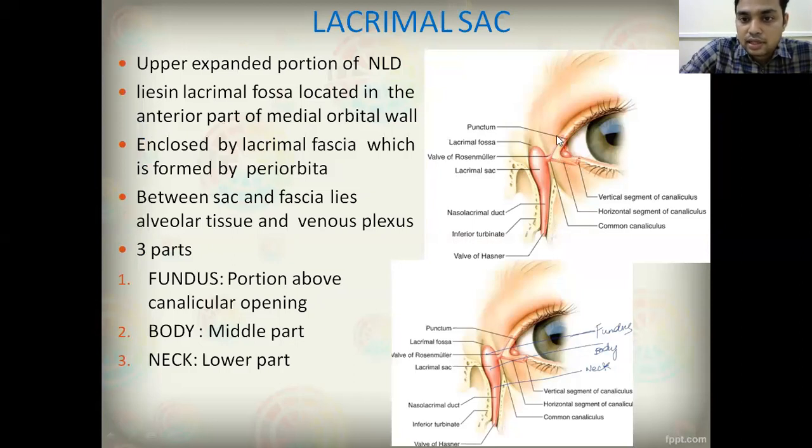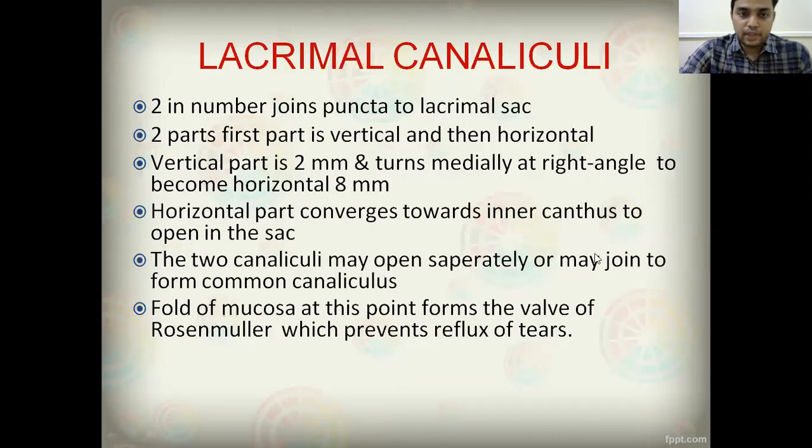These tube-like structures are the upper canaliculus and lower canaliculus. These connect the puncti to the lacrimal sac. This is the lacrimal sac, the expanded portion. These two canaliculi join and form a common canaliculus. This is the upper canaliculus and lower canaliculus; these two unite and form a common canaliculus. This common canaliculus connects the punctum to the lacrimal sac. So the lacrimal canaliculi are two in number and join the punctum to the lacrimal sac.